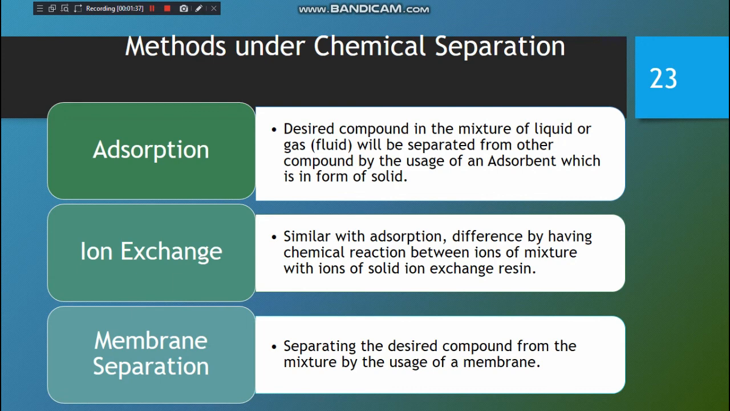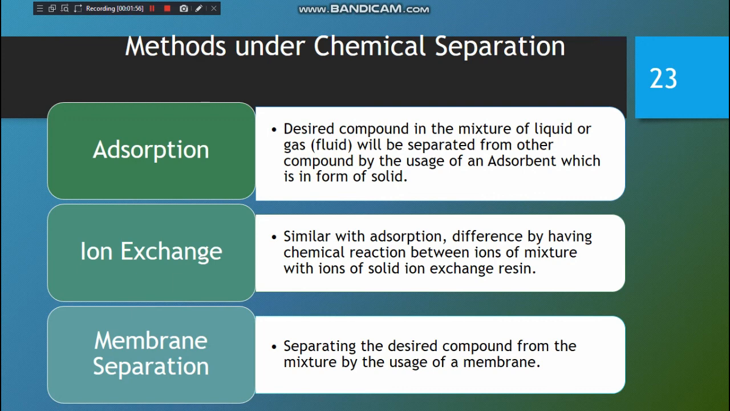Therefore, the method of adsorption can be summarized as in the statement, which is a process whereby the desired compound in a mixture of liquid or gas will be separated from other compounds by the usage of an adsorbent, which is in the form of solid.